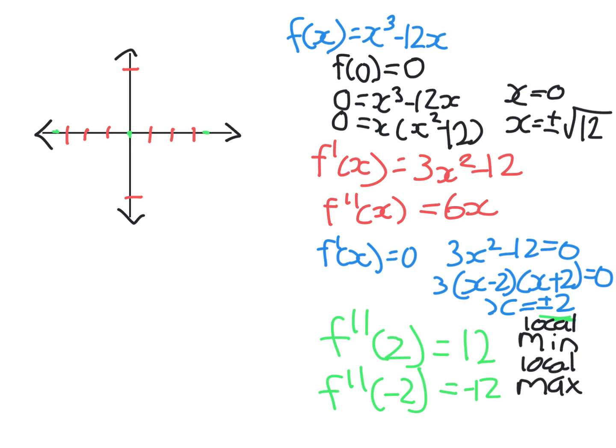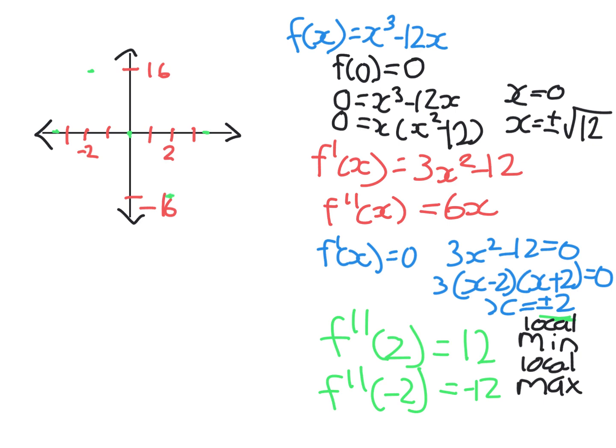Okay, so we know the x values of 2 and minus 2. What are the y values? Well, we just substitute in here. So f of 2 gives you negative 16, and f of negative 2 gives you positive 16. So I'm going to make this negative 16 and positive 16. So here at x equals negative 2 and 2, we've just found that this one here is a local maximum, and we've found here that this point here is a local minimum.